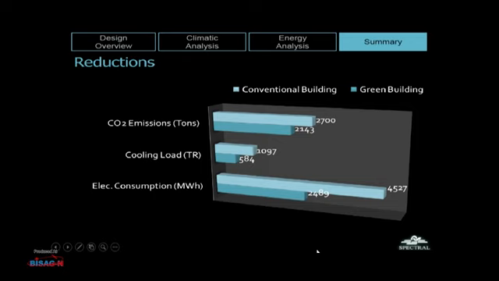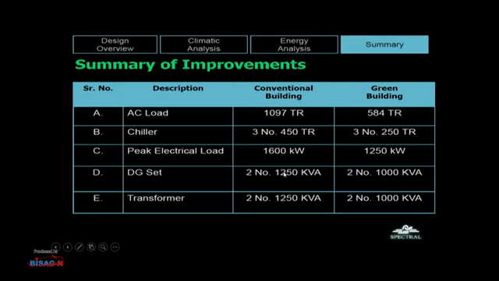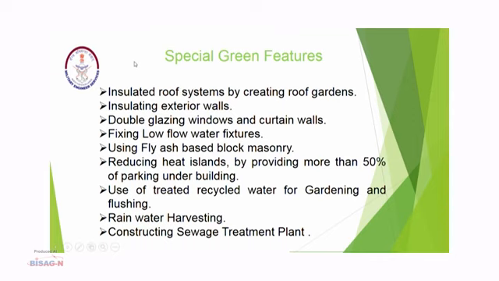CO2 emissions have been reduced from 2700 units to 2143 units. Cooling load has been reduced by 45%. Electrical consumption has been reduced from 4500 to 2500 megawatt hours. That is a huge reduction in energy requirement. The DG set has been reduced from 2 numbers 1250 kVA to 2 numbers 1000 kVA. Transformer rating has been reduced from 2 numbers 1250 kVA to 2 numbers 1000 kVA. Okay, these are the improvements we have done in terms of energy efficiency.